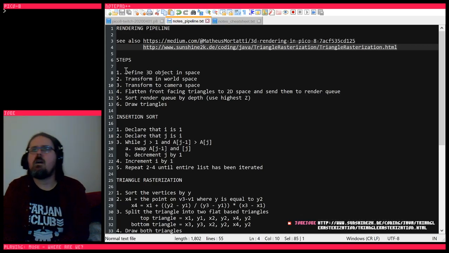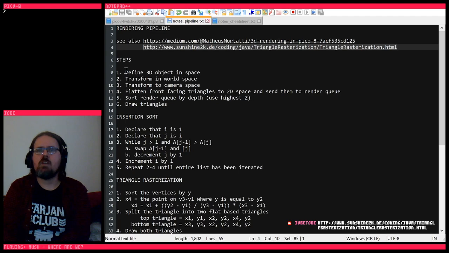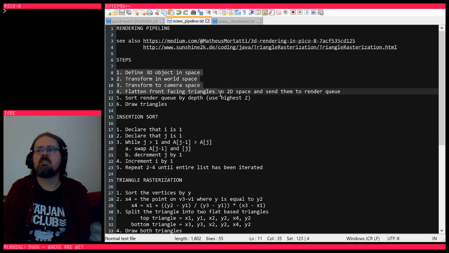So yeah, let's describe the steps that we're going to take. First, we need to define our 3D object in space, transform it in world space, that is rotate and translate it, and then transform it to camera space, i.e. move it according to where our camera is, and flatten the points. We did these last time, but this time we're going to need a render queue, because we need to determine the order in which we draw triangles.